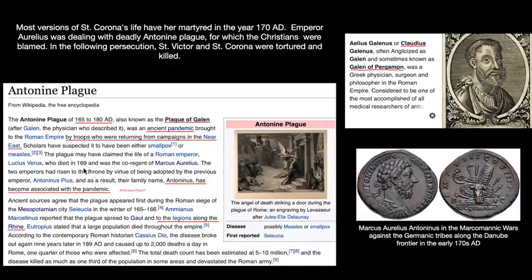Let's see. In 169, Marcus Aurelius was the co-regent. The two emperors had risen to the throne by virtue of being adopted by the previous emperor, Antoninus Pius, and as a result, their family name, Antoninus, has become associated with the pandemic. I'm wondering if that's why Anthony Fauci was given the name Antony. Is he from gens Antonia?